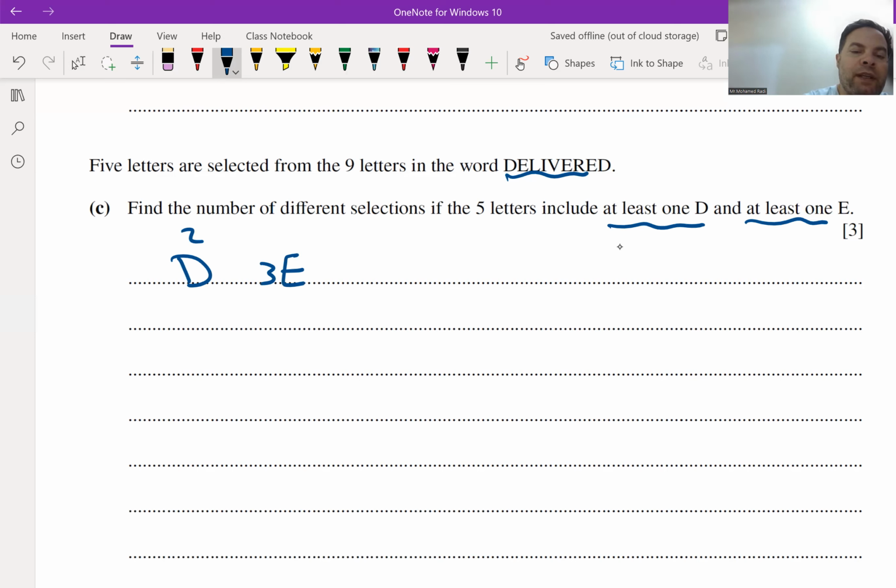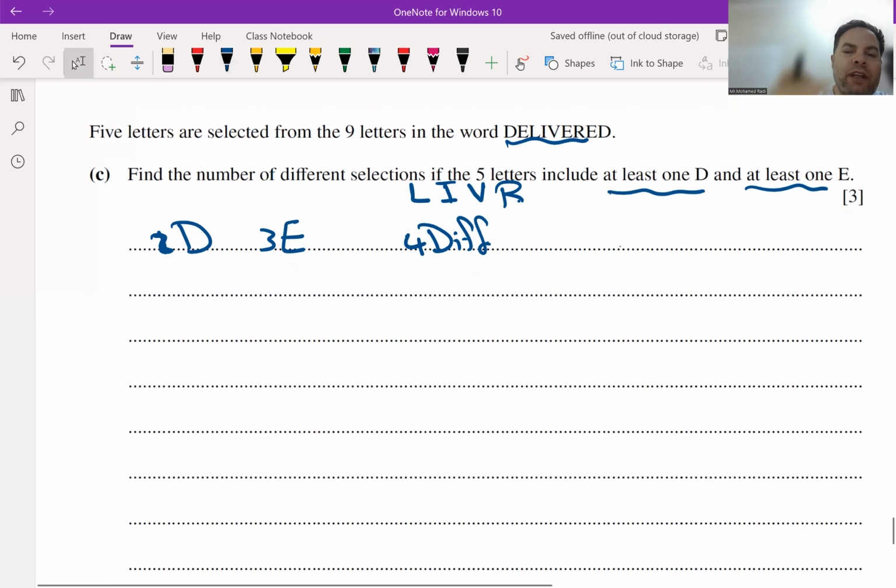We have 3 letters E, and we have here 1. And there are 4 different letters, which are L, I, V, and R. We have here 2 D. Now we want to select 5. In how many ways? But it's written at least 1 D and 1 E.